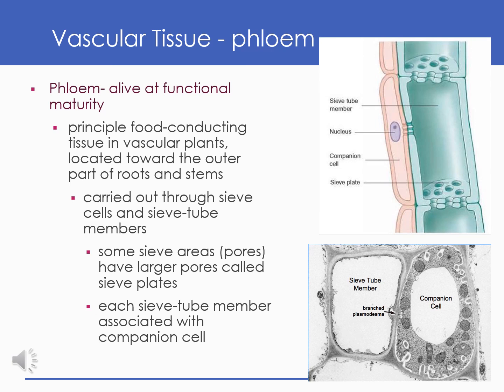Alongside the sieve tube members is a non-conducting cell called the companion cell. So this companion cell is located beside the sieve tube members. The companion cell is connected to sieve tube members by the plasmodesmata.